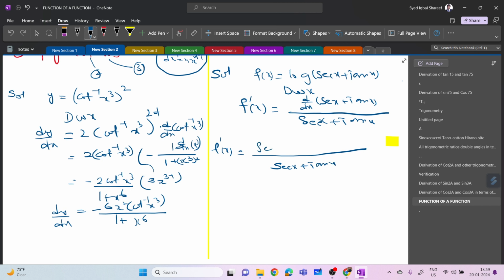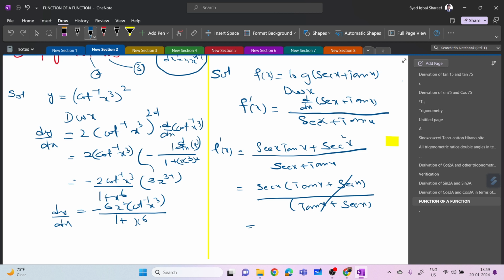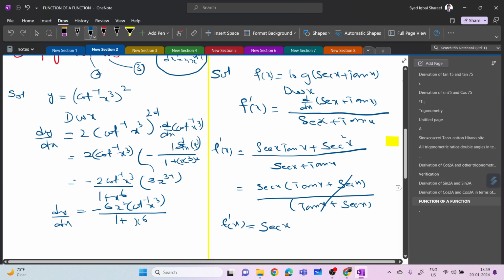Derivative of secant x is secant x tan x. Derivative of tan x is secant square x. What we are doing, I am taking secant x common. So this is secant x times tan x plus secant x divided by tan x plus secant x. They get cancelled. f dash x equal to secant x.